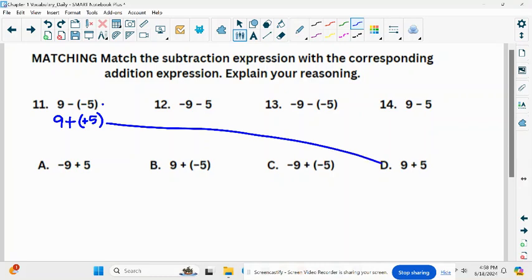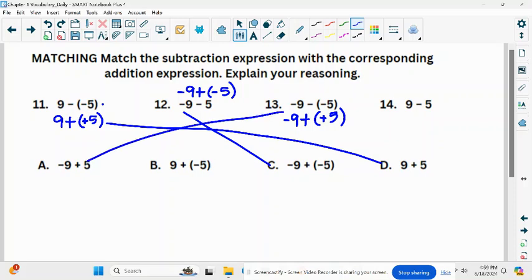So D. We change to addition, we have to change the sign. So negative 9 plus negative 5. So C. Negative 9, change to addition, change the sign. So negative 9 plus 5. A. And then change to addition, change the sign.